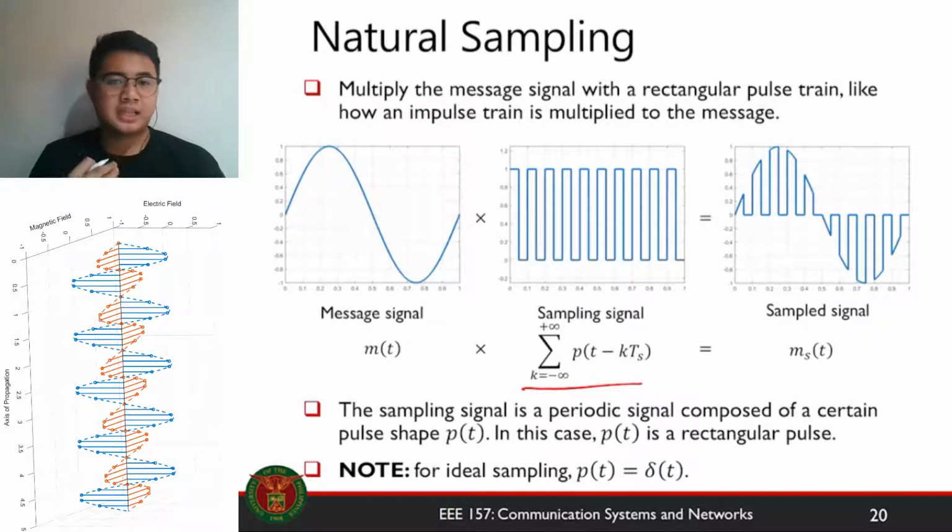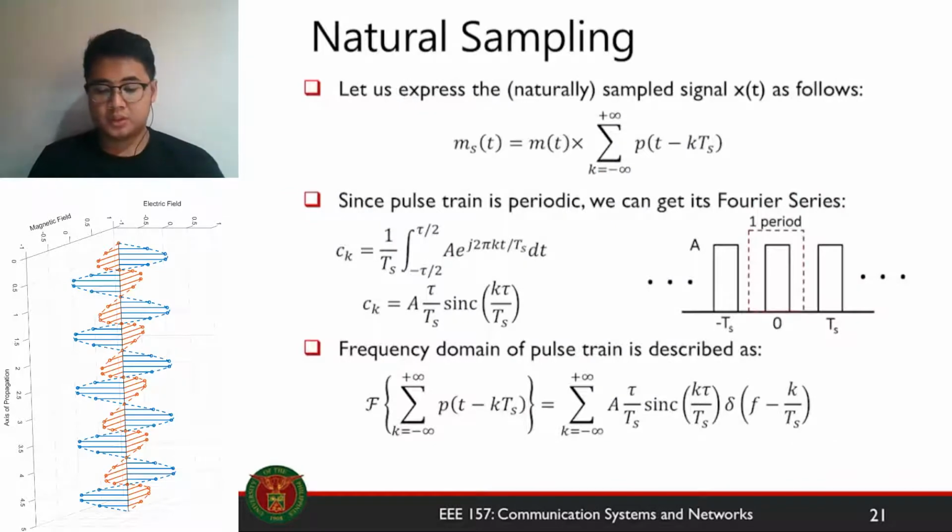For now, let's assume that P of t is a rectangular pulse. If you want an ideal sampling, the ideal sampling case is that P of t is just equal to delta of t. So you can see that there's actually a similarity between your ideal sampling and natural sampling. Okay, so the sampled signal looks like this. Okay, so the naturally sampled signal can be expressed like this.